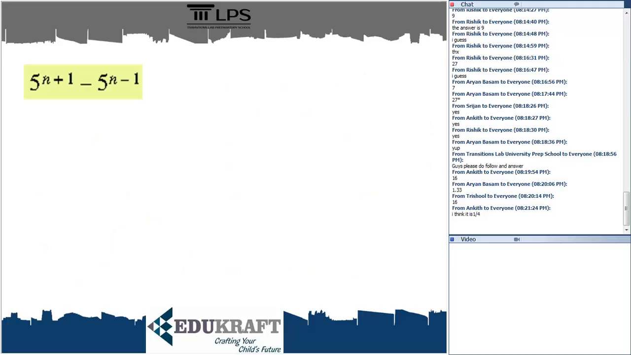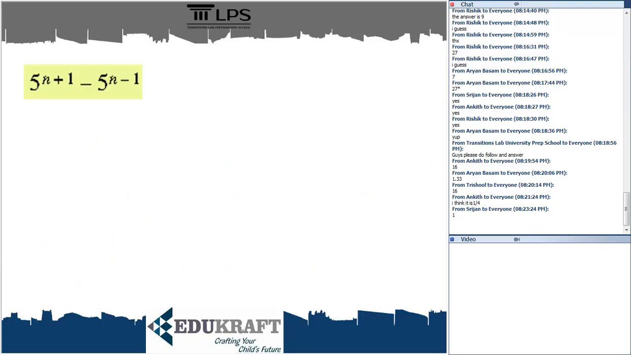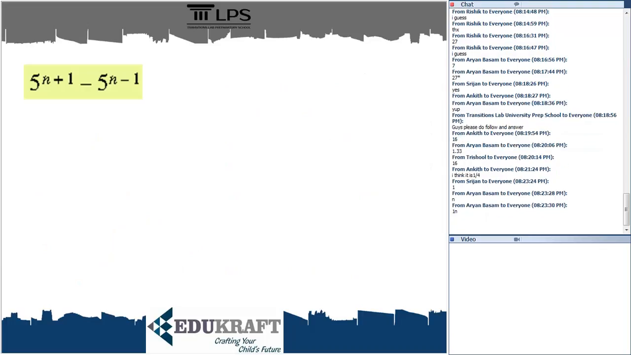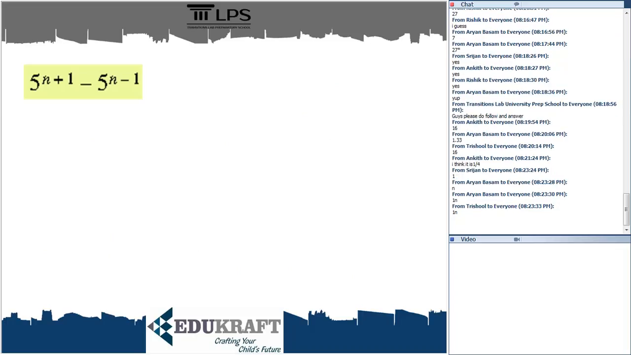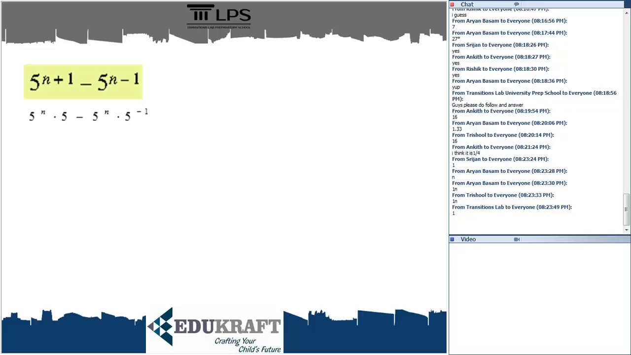Okay, that's another question appearing on the screen. Shrijan has the answer already. Aryan's answer has also come on the screen. Trishul's answer is also on the screen. Look at the steps now appearing on the screen.